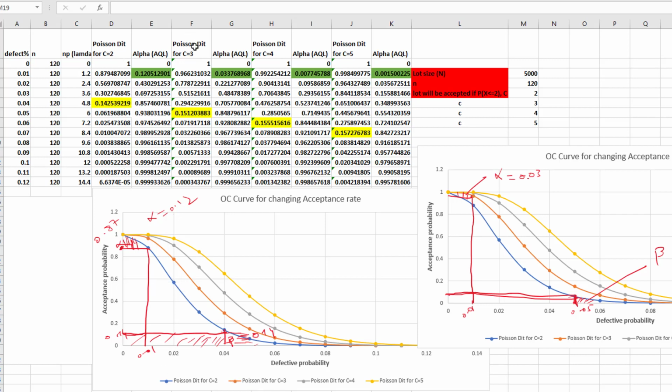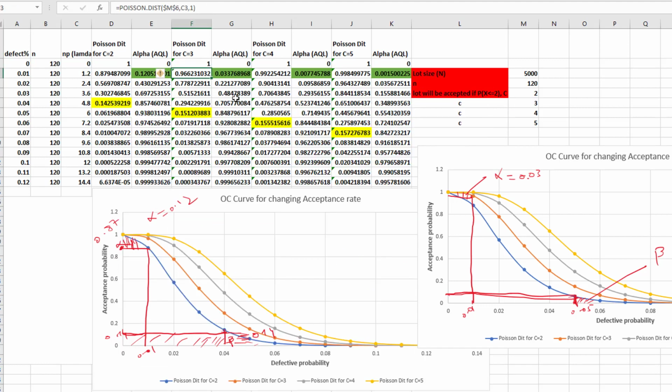But when we increase the acceptance number, I am just going to increase it. The acceptance number is now 3. It means we will accept the lot if there are 1 defective, 2 defective, or 3 defective. So now we need to construct this Poisson distribution once again. As you know the Poisson distribution formula, this is our Poisson distribution.